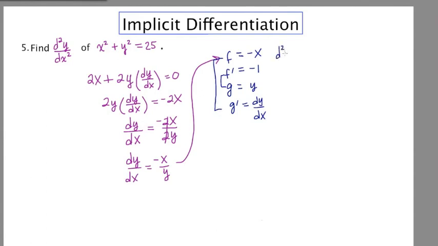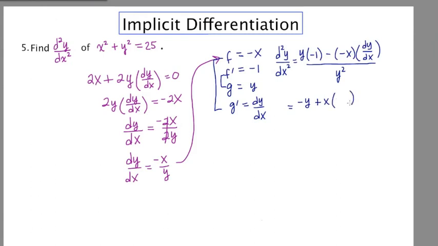So the second derivative with respect to x is going to be the bottom times the derivative of the top minus the top times the derivative of the bottom, all over the bottom squared. So let's clean that up a little bit. We have negative y plus x. I leave that blank intentionally for a reason.